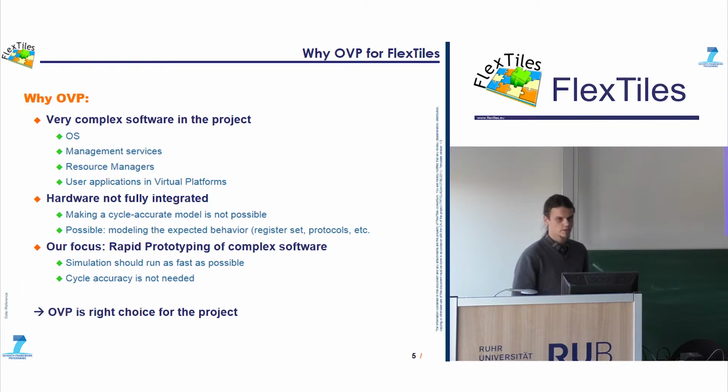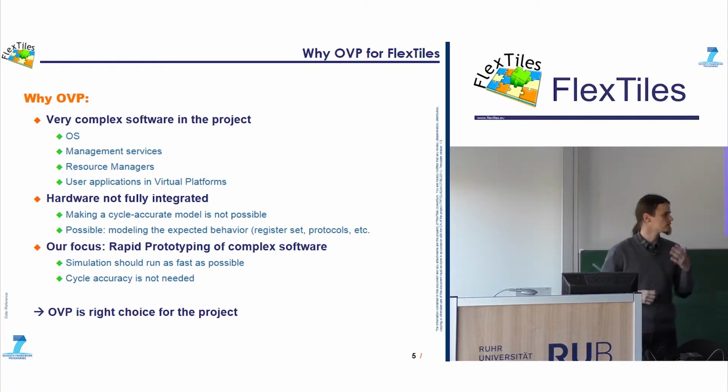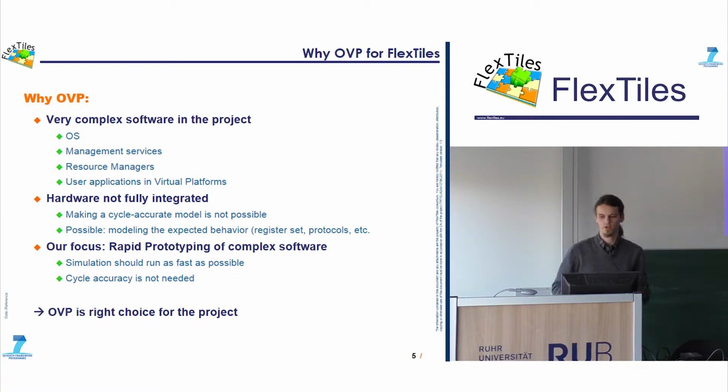So this is OVP, and why do we need it? As I already mentioned, it's tailored to fast execution speed. This is what's important in OVP. And this is actually what we need, because in the FlexTiles project, one of the big focuses was on the development of the software and the toolchain. And we have a very complex software part with operating system, with management services, with resource managers and everything. And so it was really important to have this stable, to be able to develop on this, to get started before the hardware is fully integrated.